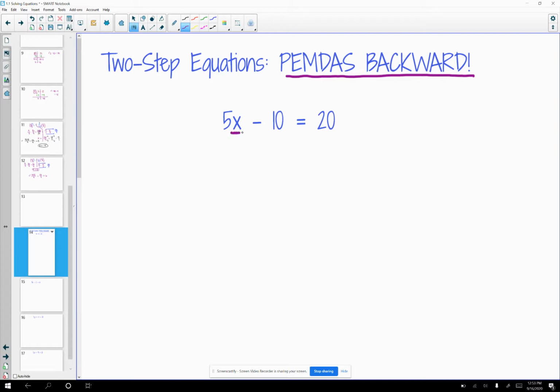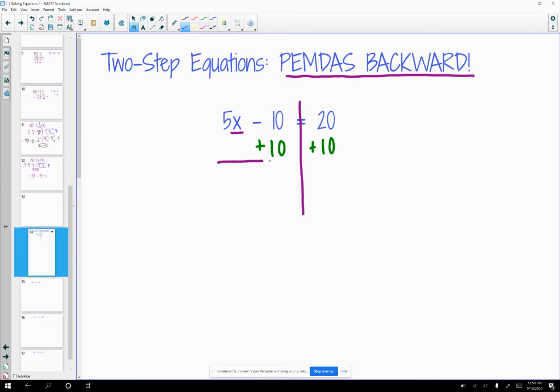Okay, so my first example here. My variable is the x, and I'm doing two things to the x in my equation. I'm multiplying it by 5, and then I'm subtracting 10 from it. And in order to undo both of those things, the multiplication and the subtraction, I am going to first look at the addition and subtraction part, okay, because I'm going backwards. So instead of subtracting 10, I want to, as my first step, add 10 to both sides.